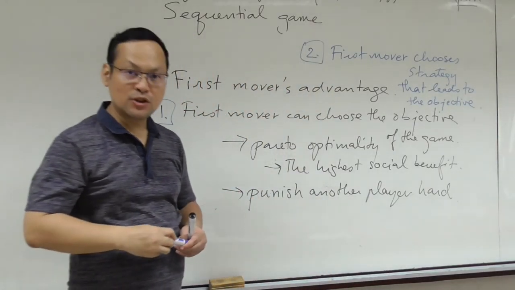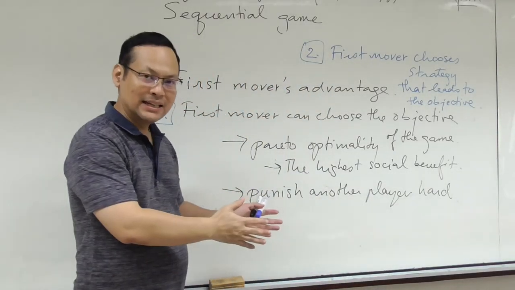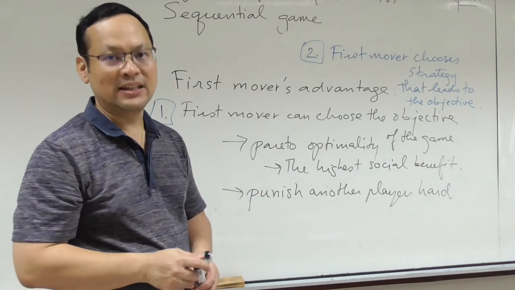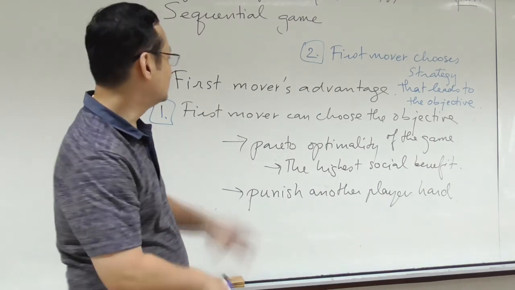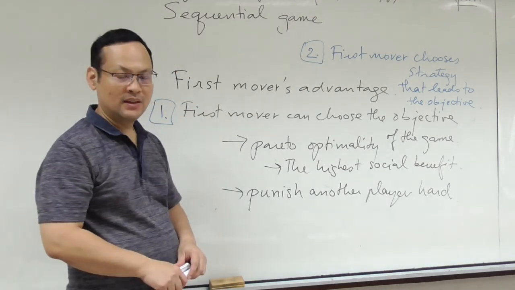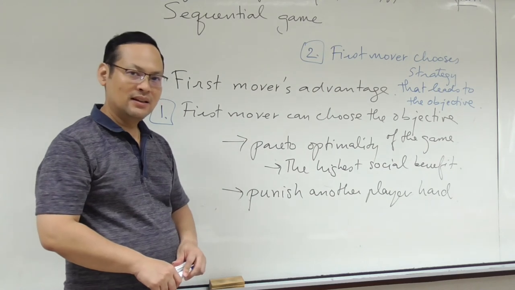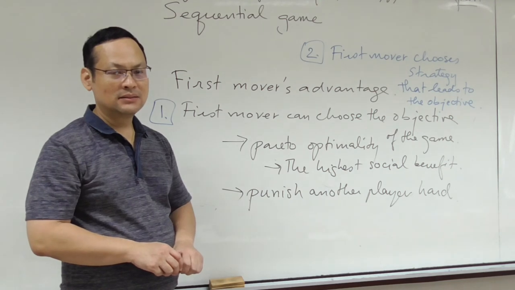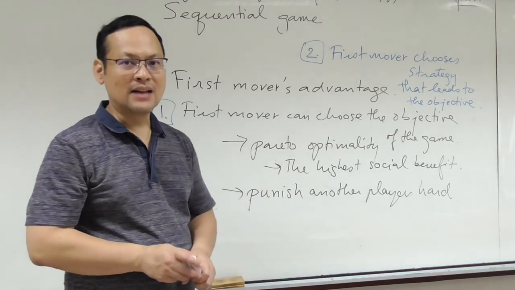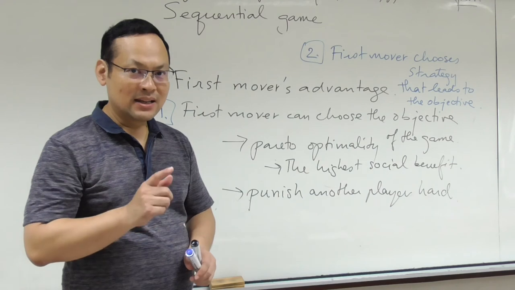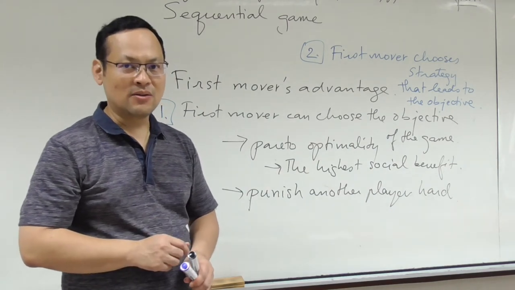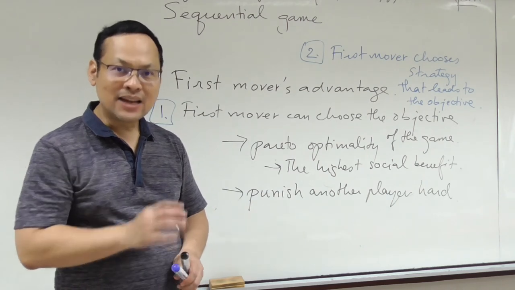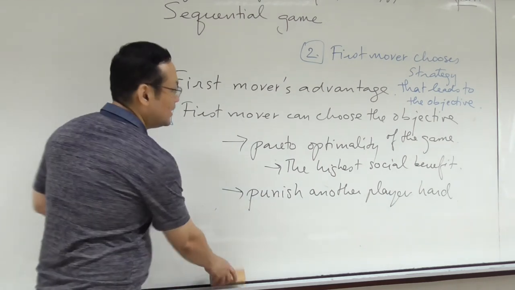So you see in the sequential game, we have one side that takes advantage and another side that is at a disadvantage. And it is the first mover's advantage. In businesses, they're trying to be the first mover, but not all of them are successful, because some other businesses or some other firms can imitate the product, and it is the second mover's advantage. Here is another story.